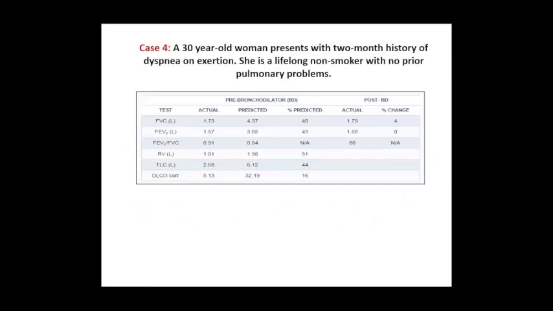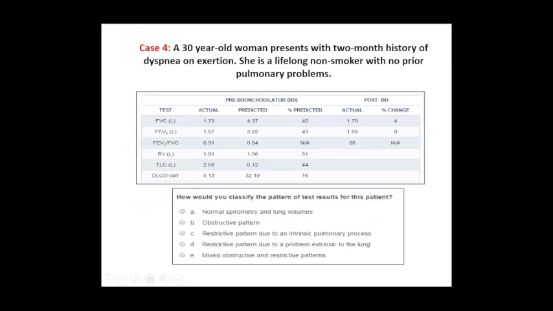Going to another example, a 30-year-old woman presents with a 2-month history of dyspnea on exertion. She's a lifelong non-smoker with no prior pulmonary problems. First of all, we will look at the ratio. The ratio is 91%, so it's normal or restriction. This is the first example for normal or restriction.